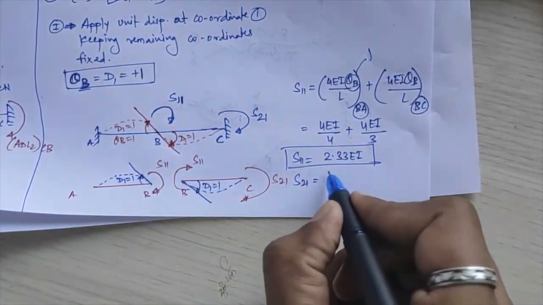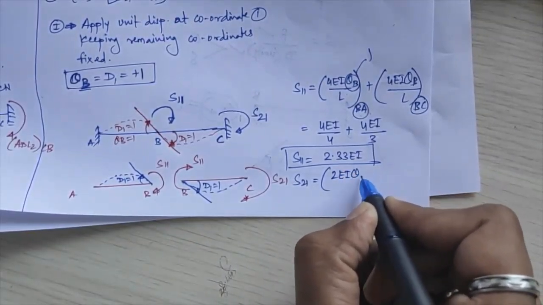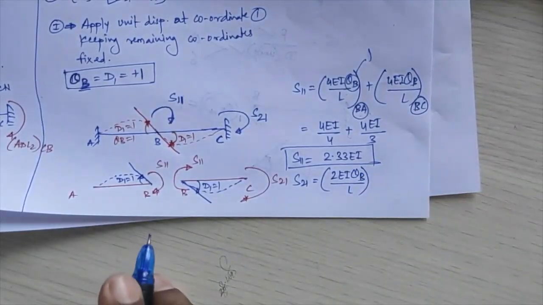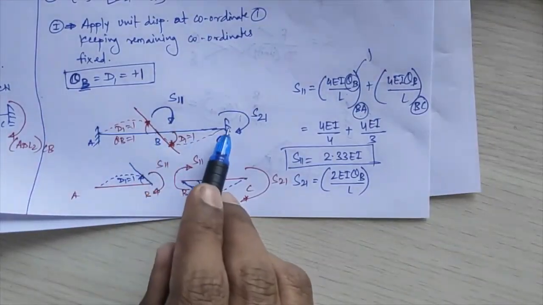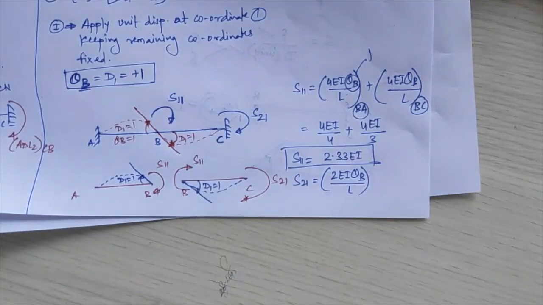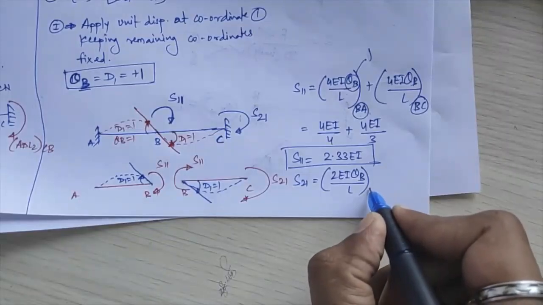So S of 21 will be equal to far end rotation, that is 2EI theta B upon L. It will be only theta B here, because for theta B this will be treated as your far end. If you consider theta C over there, that will be your near end. So here for theta B it will be far end, that is for member CB, or you can write BC also.